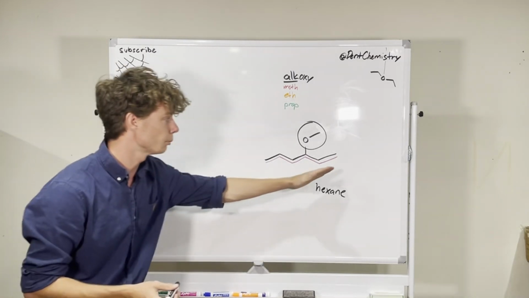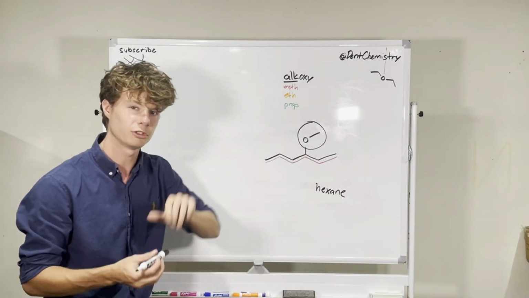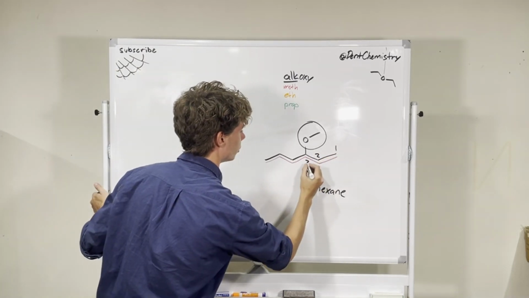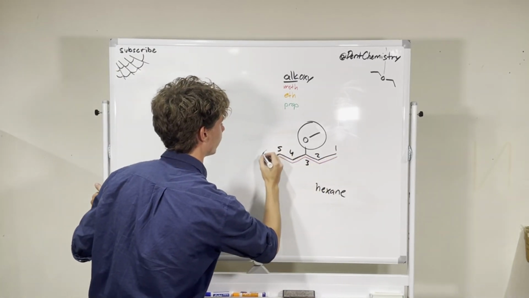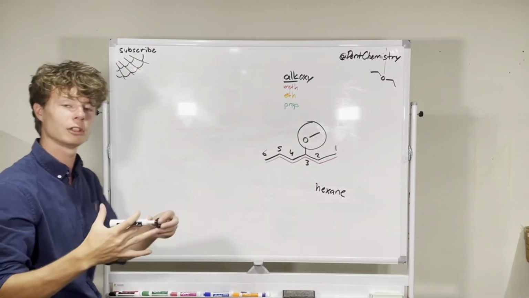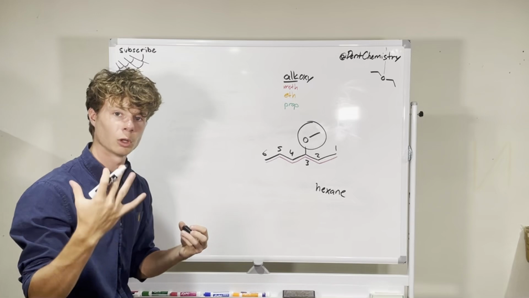And lastly, I should make sure I number these to get my substituent in the lowest order. So let me do that real quick. 1, 2, 3, 4, 5, 6. I'm going to number right to left. That way my methoxy group is in the lowest position possible.